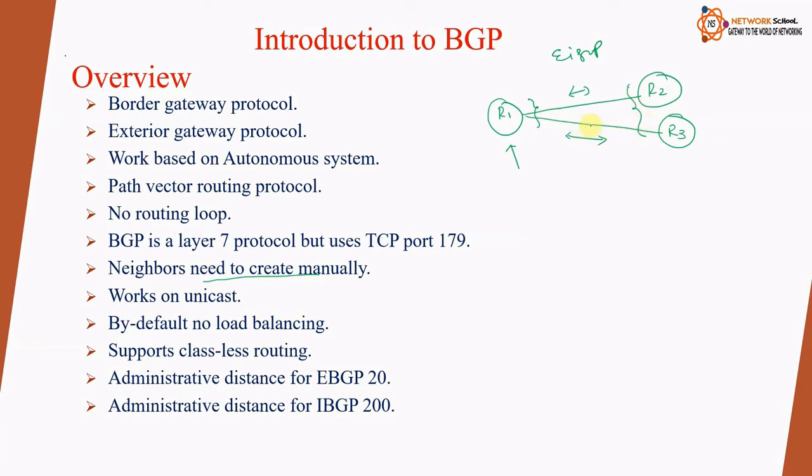Automatically the hello message will be exchanged between router 1 and router 2. It is not manual: we do not go to R1 and tell it that R2 is your neighbor, and then tell it that R3 is our neighbor. Whenever we go to R1 and advertise these interfaces under EIGRP, it will automatically send a hello message and form a neighborship. But this is not the scenario with BGP.